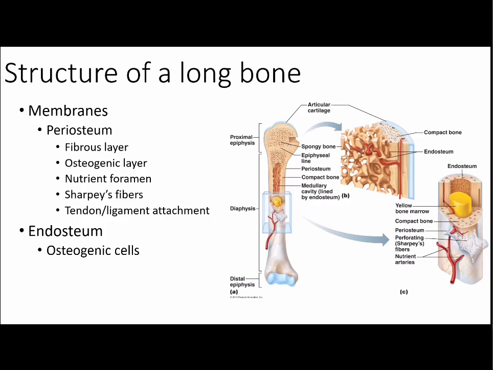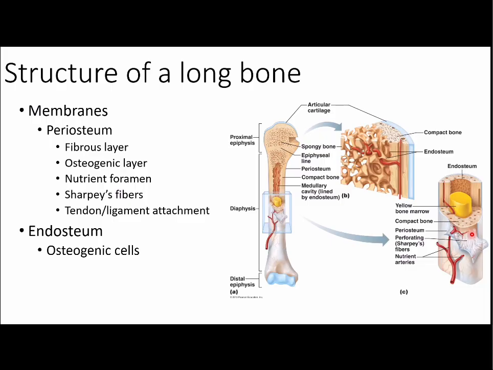Now, the periosteum is tightly adhered to the bone, okay? So it's not just a membrane that's sitting on the outside of the bone that could potentially slide off. We have Sharpey's fibers, or perforating fibers, if you look over at this image to the far right. We have actual fibers from the periosteum that go into the bone. These are bundles of collagen fibers that extend into the bone matrix.